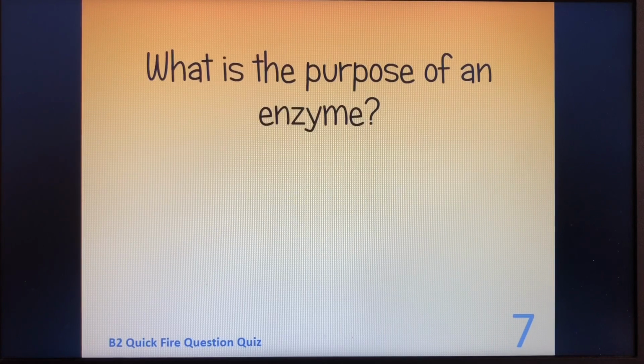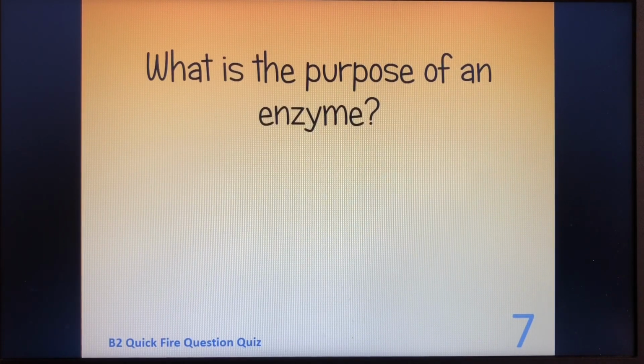What is the purpose of an enzyme? Okay, now just as I read this, I'm thinking of my basic definition, and it would probably be the same definition you'd have of what is the purpose of a catalyst if you were talking in chemistry, but in biology, it's a biological catalyst. What do enzymes do?